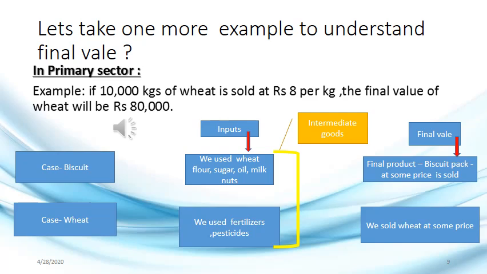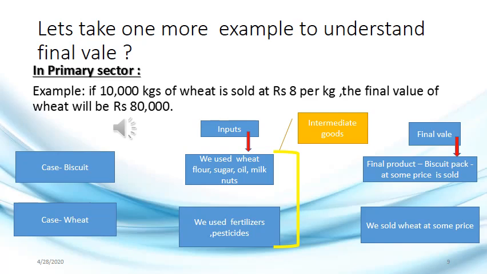In the second example, when you take up the final value of wheat, its price is 8 rupees per kg. Then again I need not add the value of fertilizer and pesticides, because the final value already includes all other inputs. Same way we took the example of biscuit also. In biscuit also we are using so many inputs, and the final value of course is 60 rupees per packet, that is the final product and final value also. That already includes the value of all the inputs.